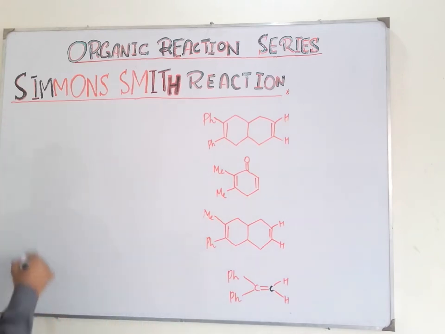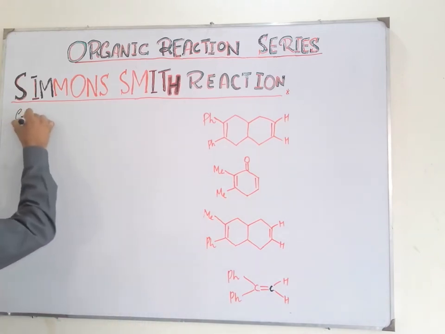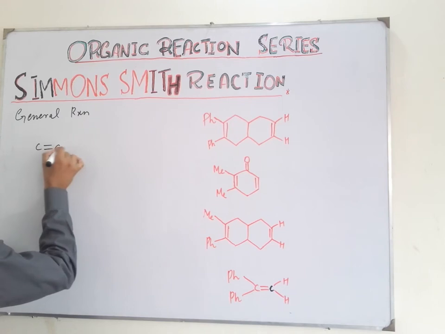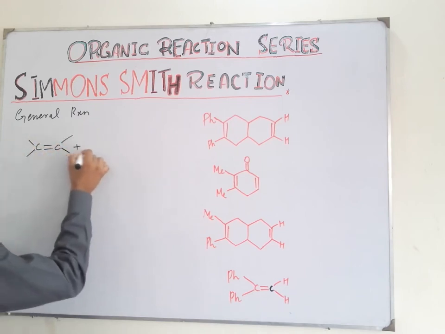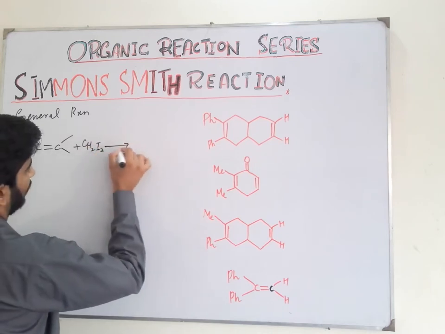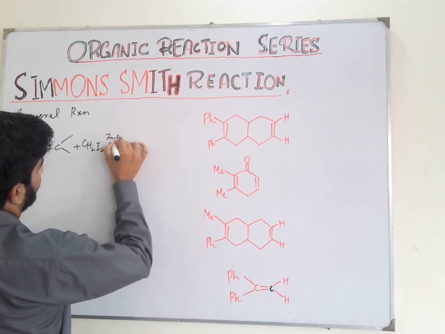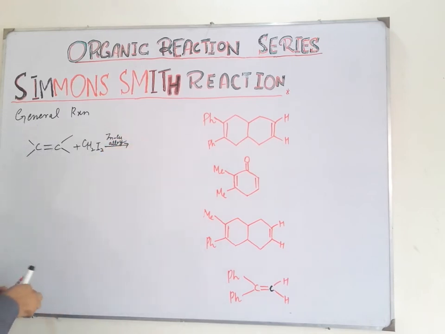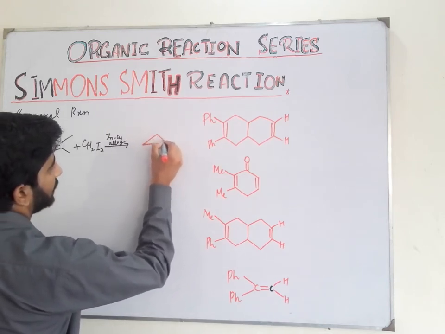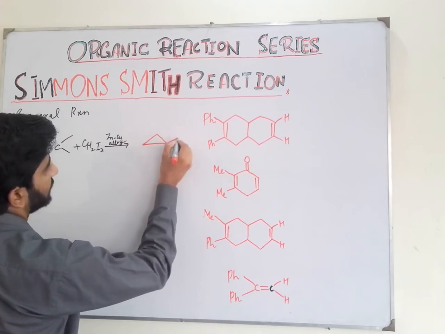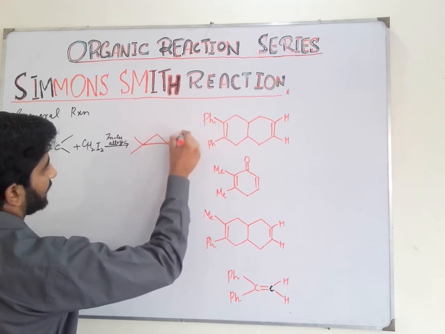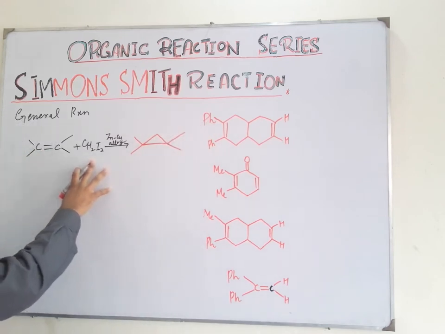So firstly we discuss the general reaction of Simmons Smith reaction, in which an alkene is treated with diiodomethane in the presence of zinc copper alloy. Then there is formation of a cyclopropane derivative. Cyclopropane derivative is formed when the alkene is treated with diiodomethane in the presence of zinc copper alloy.